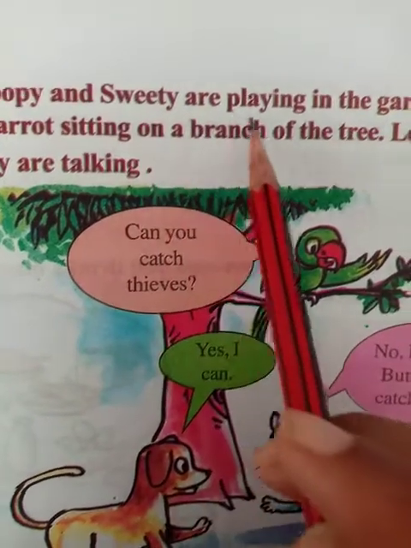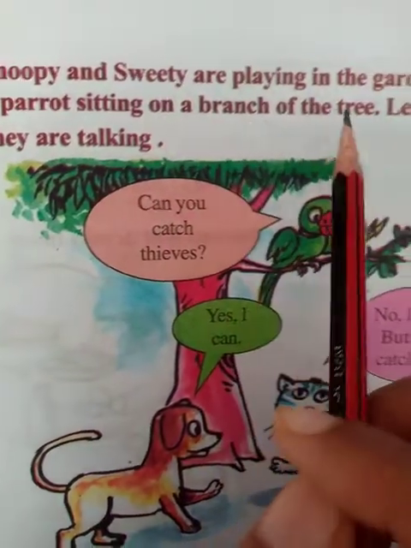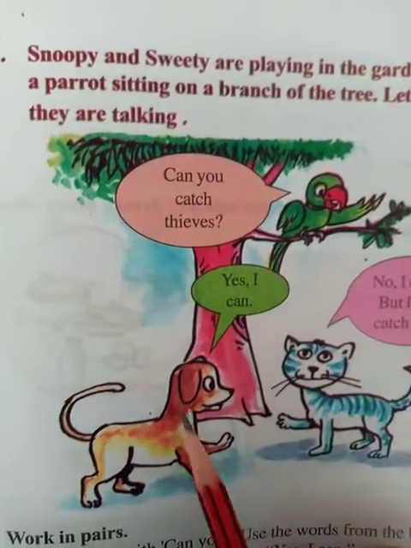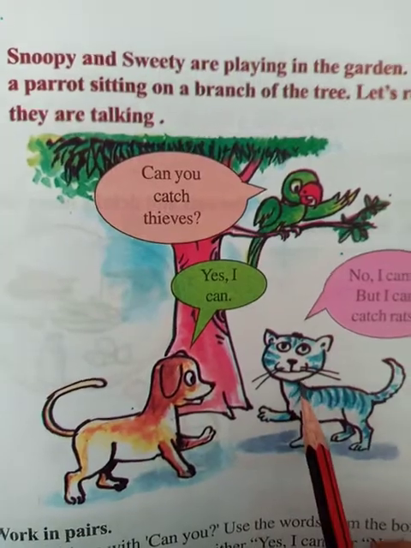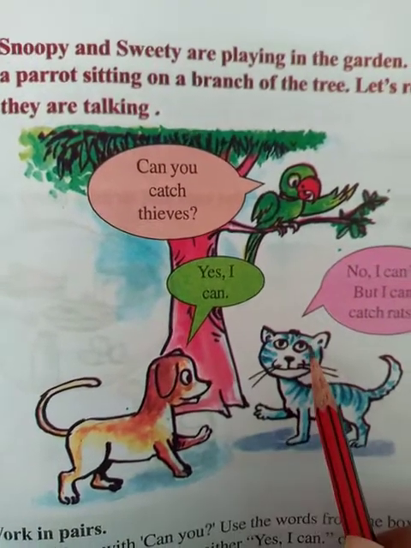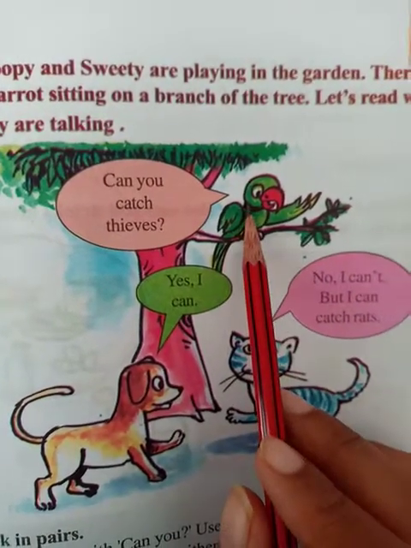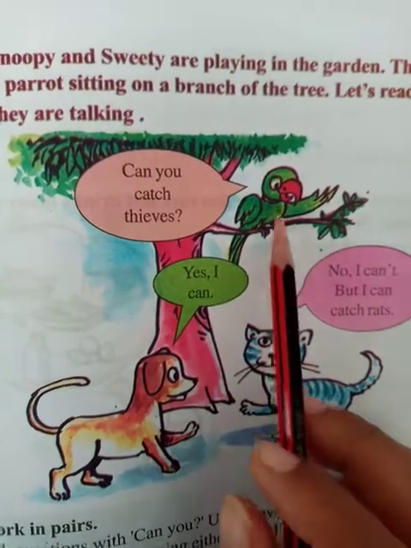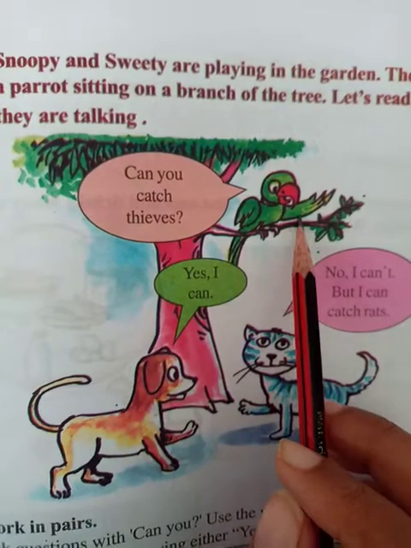Parrot. Now, Snoopy and Sweetie are playing in the garden. There is a parrot sitting on the branch of the tree. Let's read what they are talking. Here this is Snoopy, right? The dog is Snoopy. Sweetie is a cat's name. And there is a parrot here. They are playing in the garden. The parrot is on the branch of a tree.